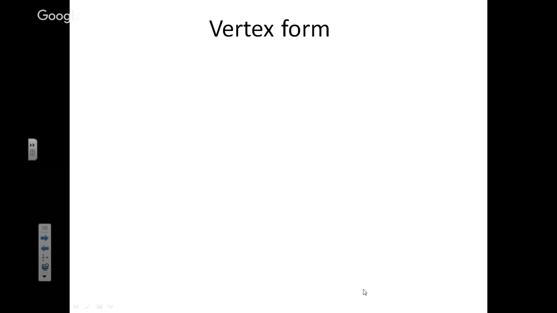So we have to know how to switch from standard form to vertex form. There'll be a problem on the test that says something like this, and it'll say, translate this to vertex form. How do I know this is not the vertex form? It doesn't have the parentheses. That's a big hint.